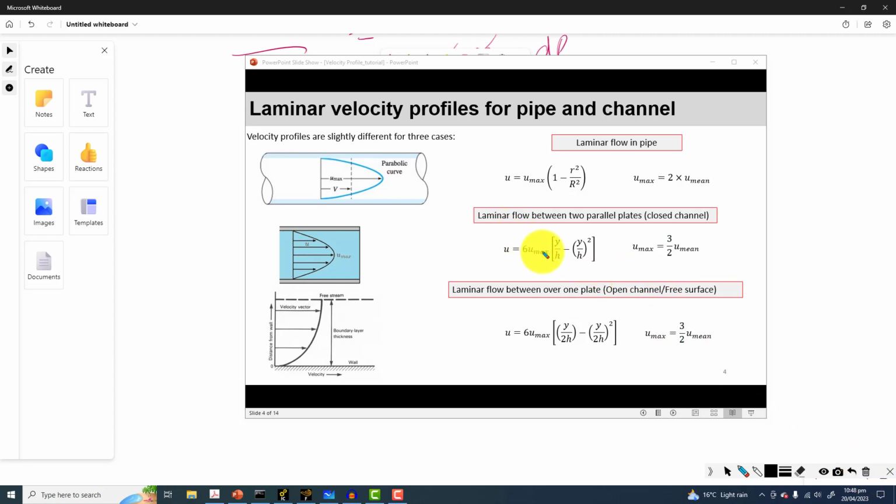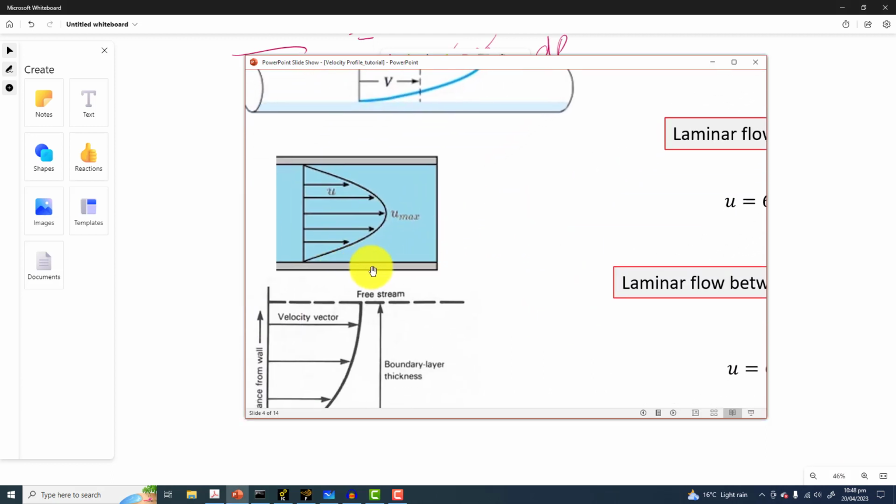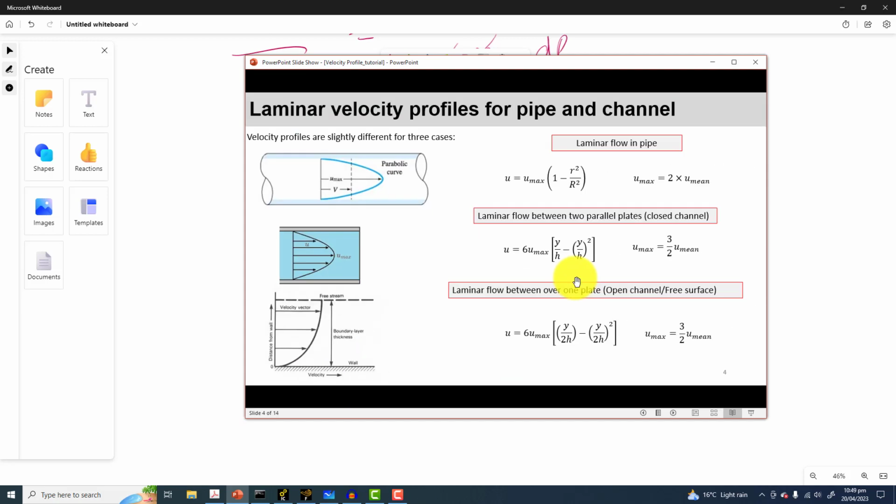So we are going to derive the equation in this way, where y is 0 at the bottom plate and y is equal to h at the top plate. This is the flow between two parallel plates. And the third case is the flow on a flat plate, but on the top side we have a free surface or free stream. This is simple. Simply speaking, this is similar to the flow over a flat plate.